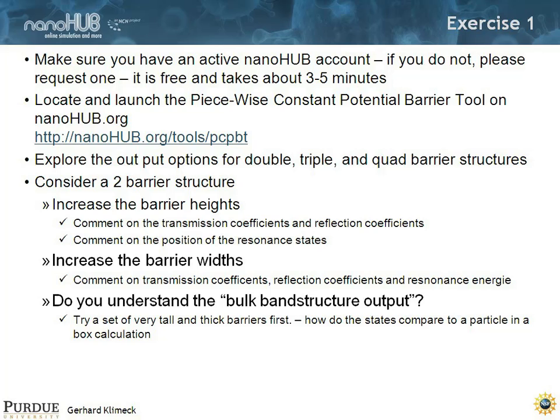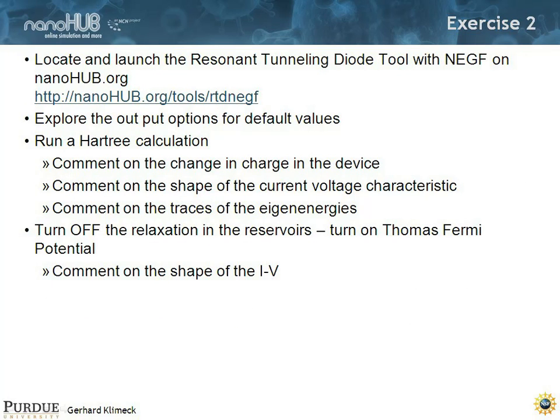Then there is a tool called RTD Negative, nanohub.org/tools/RTDNEGF. Just hit run, simulate, and just see what happens and see if you like the outputs, if you understand them. And then run a Hartree calculation instead of the Thomas Fermi calculation, and look at the charge and the shape of the current voltage characteristic, and look at the traces of the eigenenergies. Take those down.